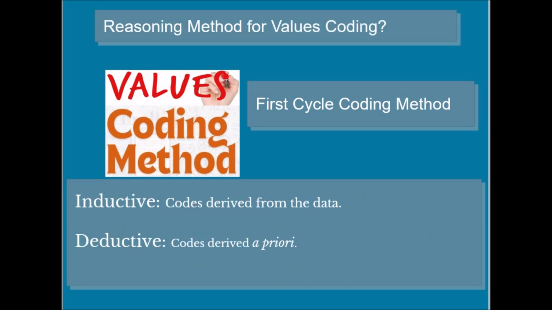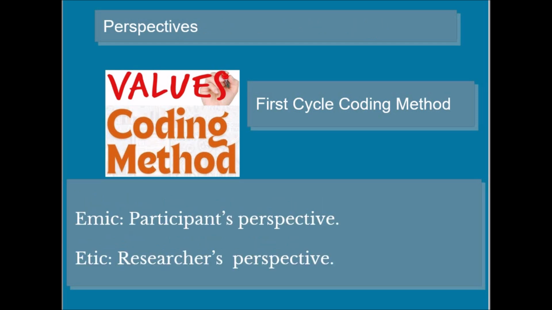You can use inductive or deductive reasoning methods in values coding. In the inductive method, codes are derived from the data, whereas in the deductive method, codes are derived a priori. In values coding, you can use both emic or etic perspectives. Always remember that emic is the participant's perspective, whereas etic is the researcher's perspective.